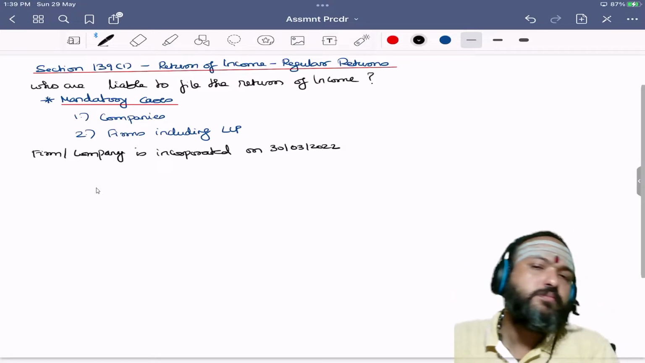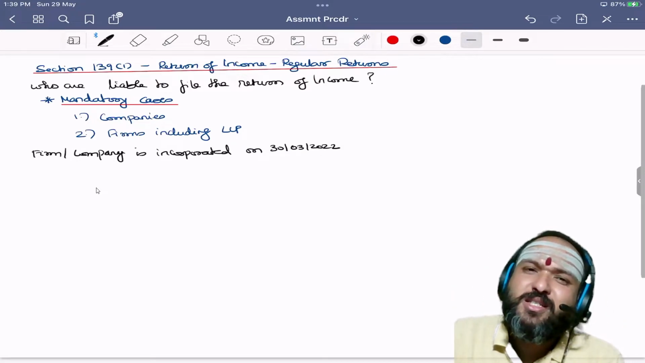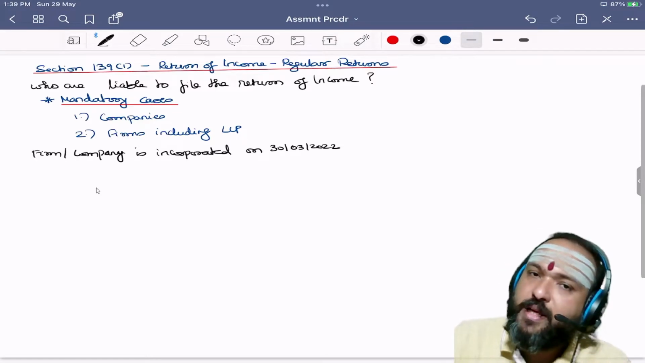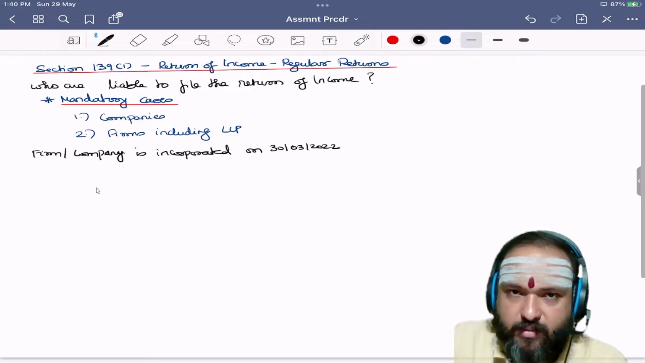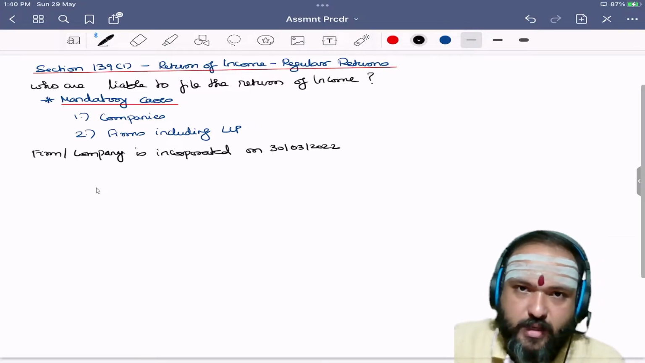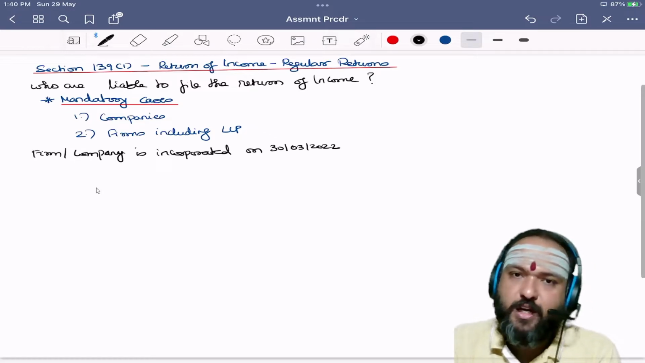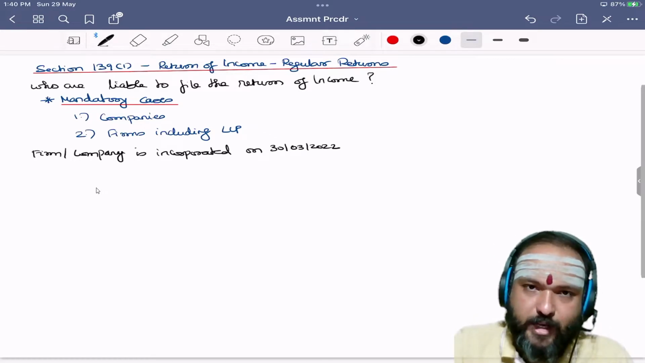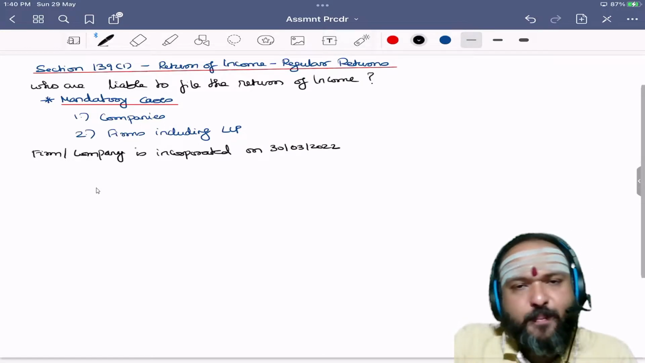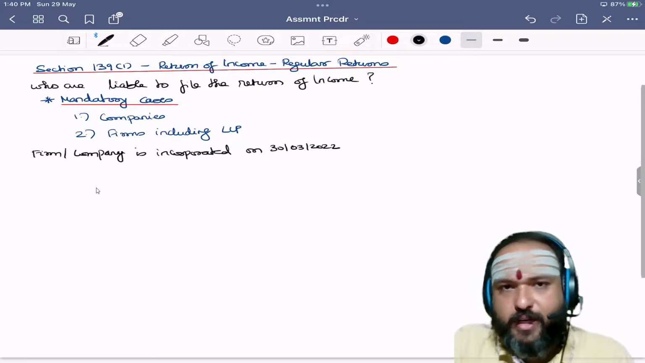Now, loss, yes, they are supposed to file the return of income. We'll come to that. There is one more section called 139(3) which talks about loss return. We'll come to that and then we will discuss it in detail. But there is a mandate to file return of income even if there is a loss made during the year. So these two assessees are mandatorily required to file the return of income.